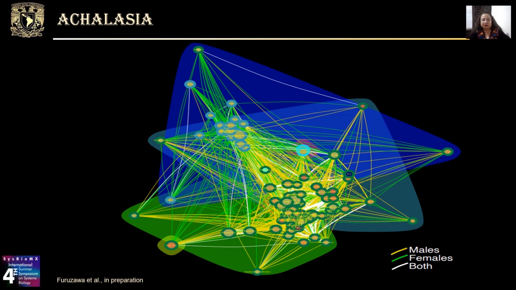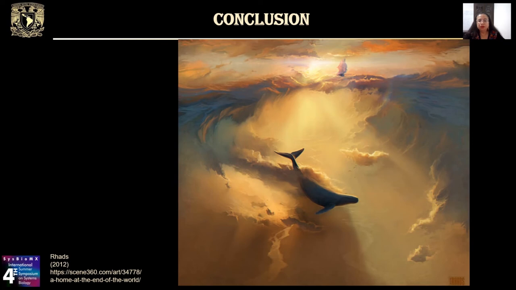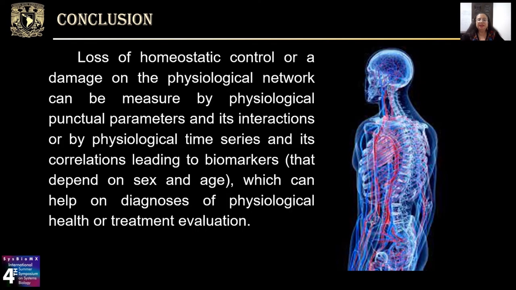For conclusion, let us consider that this loss of homeostatic control or damage on the physiological network can be measured by physiological punctual parameters, its interactions, or by physiological time series and its correlations, leading to biomarkers that depend on sex and age, which can help in the diagnosis of physiological health or a treatment evaluation.